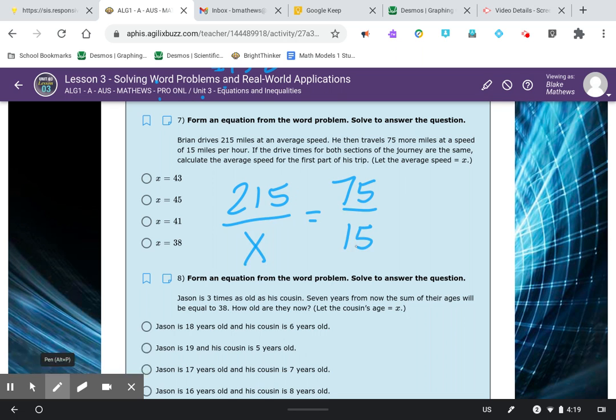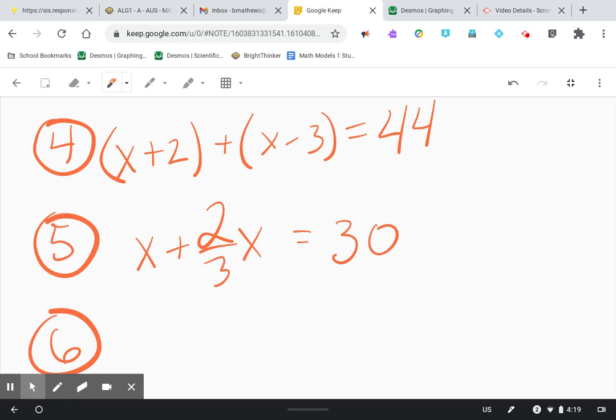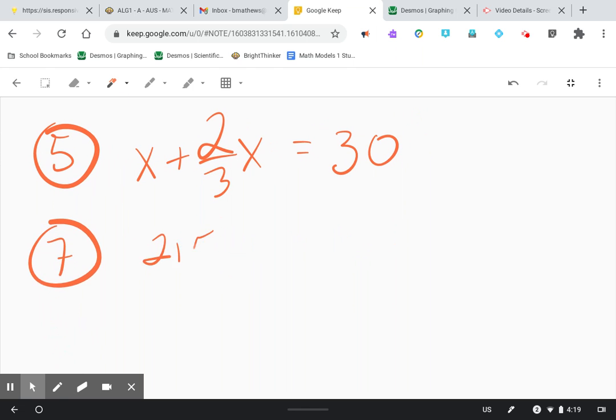So we need to figure out how to solve the proportion. Remember, we're going to cross multiply. So 215 over x. We're not doing number 6, so number 7 is 215 over x equals 75 over 15.